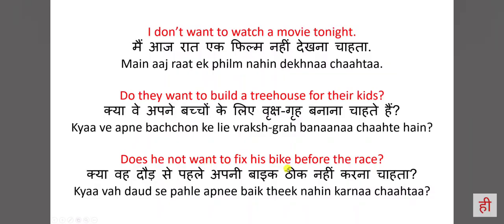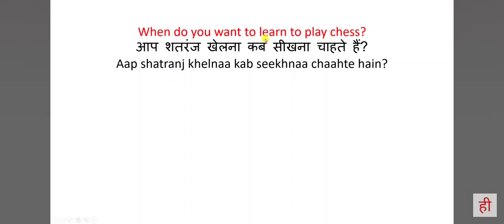Okay. Next. When do you want to learn to play chess? आप शतरंज खेलना कब सीखना चाहते हैं. आप is you. शतरंज is chess. खेलना is to play. कब is when. सीखना is to learn. चाहते is want. हैं is the be verb.